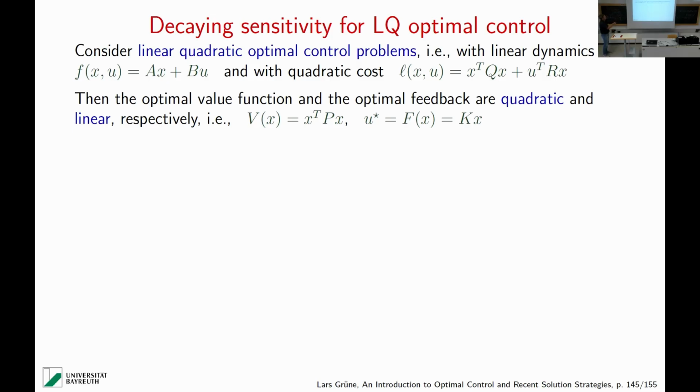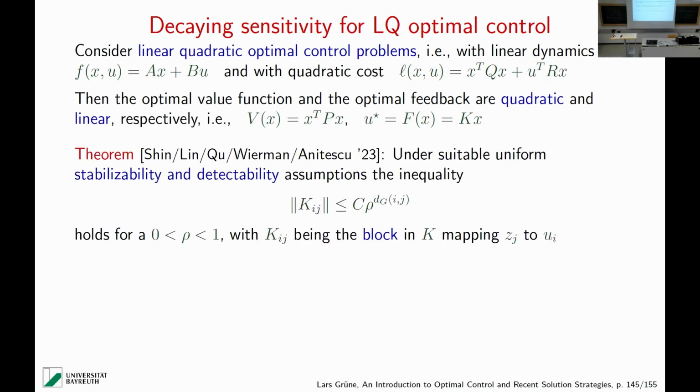And then the optimal value function is also known to be quadratic, so it's x transpose P x. And the optimal control as a feedback law is known to be a linear feedback. This is known from the Riccati theory since the 1960s. And the theorem says that if we have suitable uniform stabilizability and detectability assumptions satisfied, then this inequality holds.